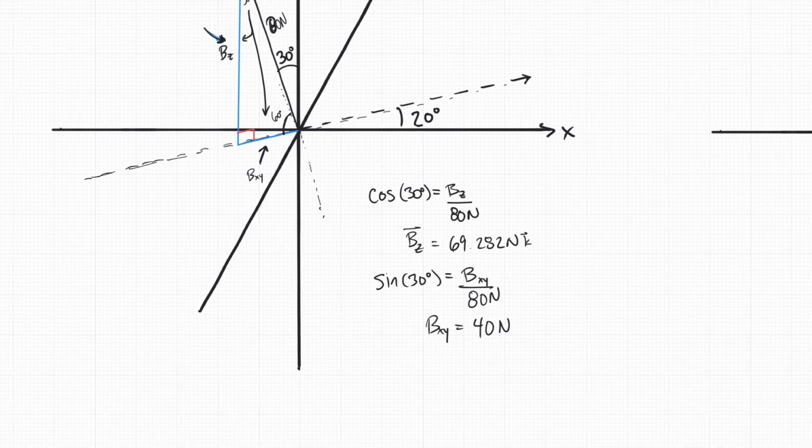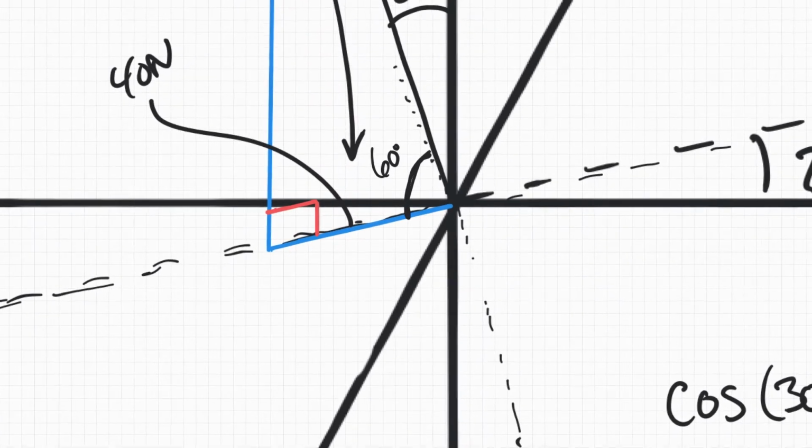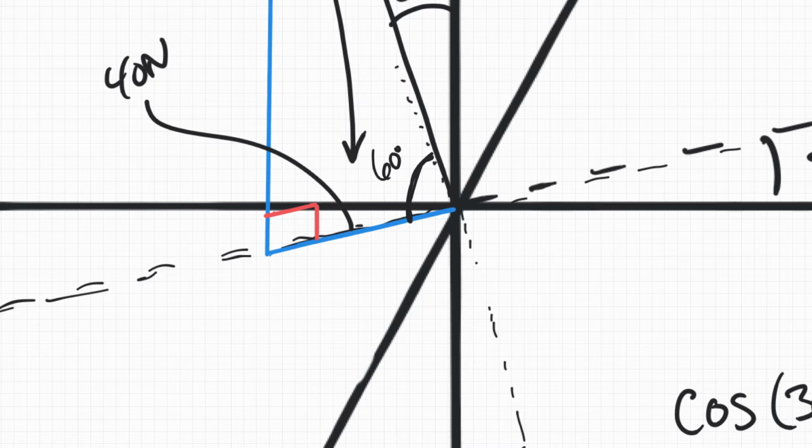So now I've got B XY, okay, so that's 40 newtons, which is a nice easy number to work with, luckily. And so I'm going to go ahead and label that over here, 40 newtons, because I need to draw another triangle. I'll draw this triangle in green. Basically, we're going from that point in the X direction, we're going to drop a line, going that way. So now this is our triangle.